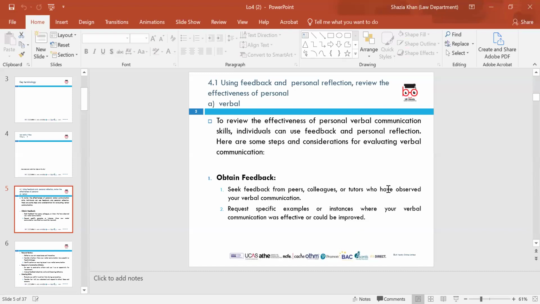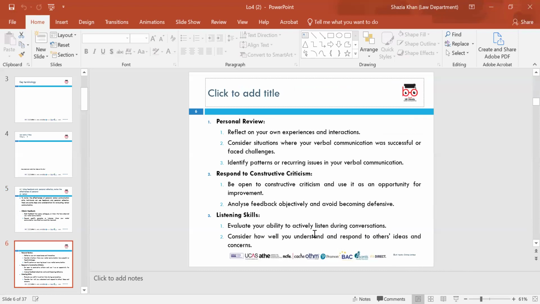Obtain feedback. Seek feedback from peers, colleagues, or tutors who have observed your verbal communication. Request specific ways it was effective or how it could be improved. Personal review. So reflect on your own experiences and interactions. Also consider situations where your verbal communication was successful or faced challenges. Also, identify patterns or recurring issues in your verbal communication and respond to constructive criticism. So be open to constructive criticism and use it as an opportunity to improve.